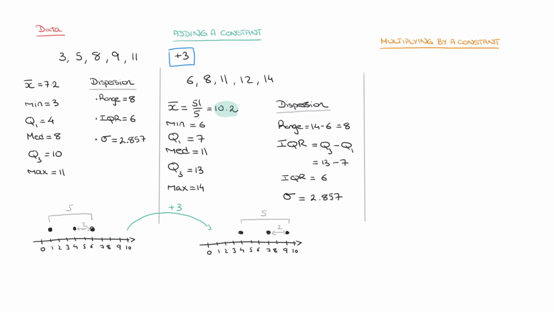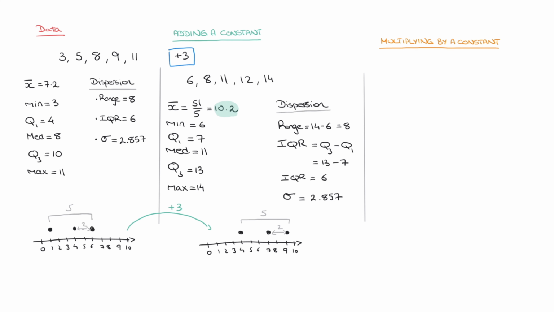And so what all of this highlights is that adding a number to all of the values in our data simply shifts those values along the number line, but doesn't change the relative distance between those values. And consequently, the measures of dispersion we have won't change when we add or subtract a number to or from all of the values of data.